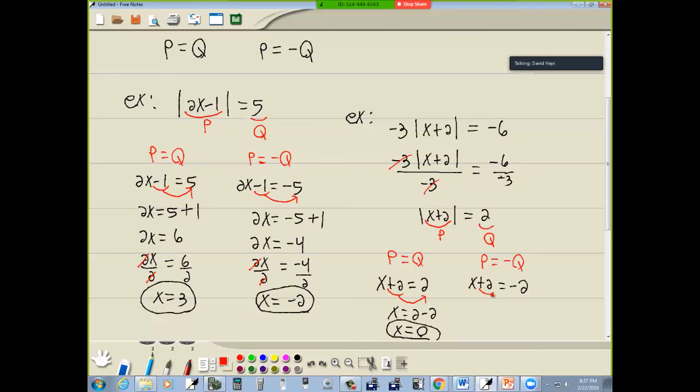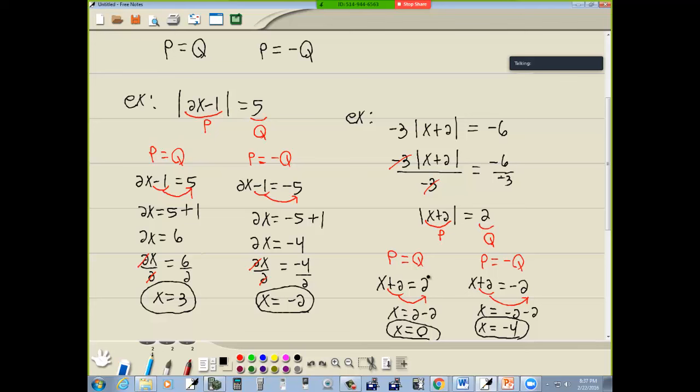And here, I'll take the 2 and move it over. Take anything across your equals, your sign changes, so it becomes a -2. And -2 and -2 gives us -4. And those would be our two answers.